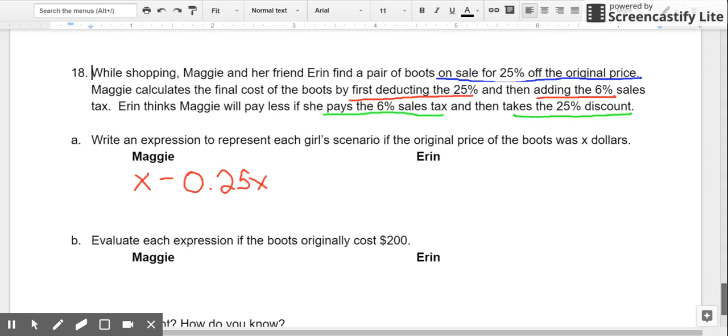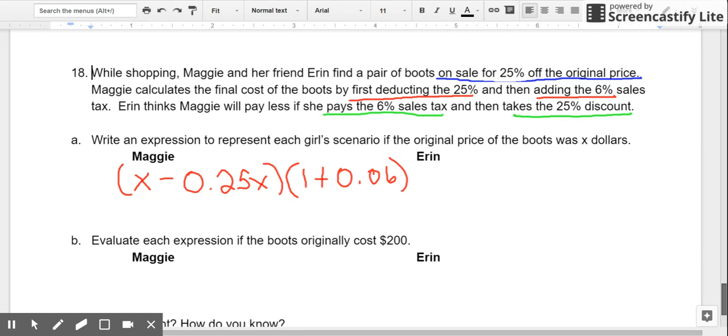But then afterwards, she's adding the 6% sales tax. So I'm going to take Maggie's entire expression, or in other words, I'm going to write it in parentheses, and then I'm going to multiply it by 1, because that's the cost of it, plus 0.06, which represents the 6% sales tax.